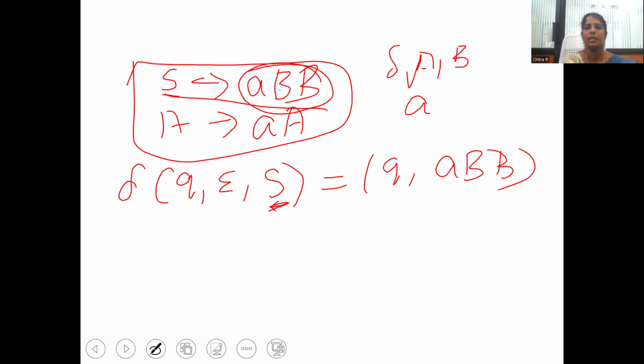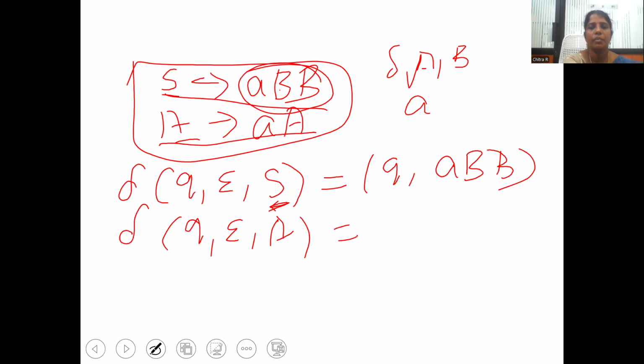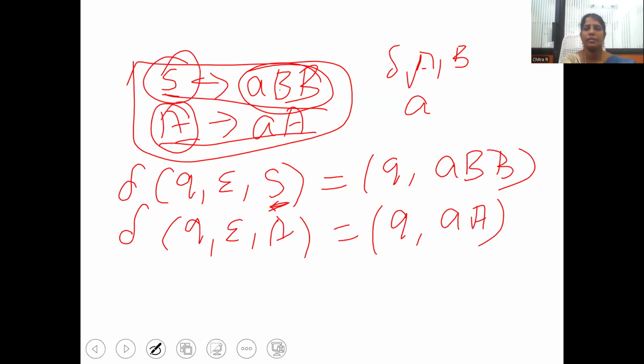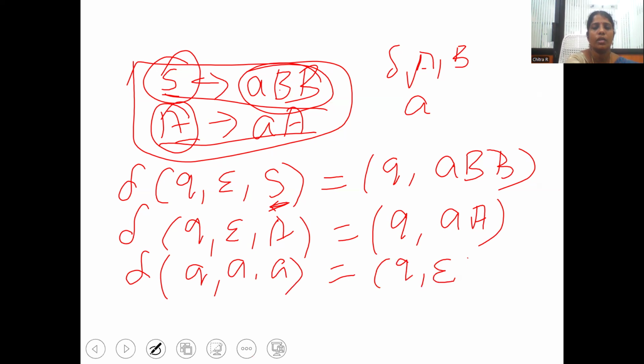That's the first transition. And when you go to the second transition, A tends to aA, so I can write δ(q, ε, A) equal to (q, aA). A can be replaced by aA. This is for these two variables. Again, check the terminal. What's the terminal symbol here? a is the terminal symbol. For that one also write the transition δ(q, a, a) = (q, ε). Here also only one step is there. This is the transition of the pushdown automaton with empty stack.